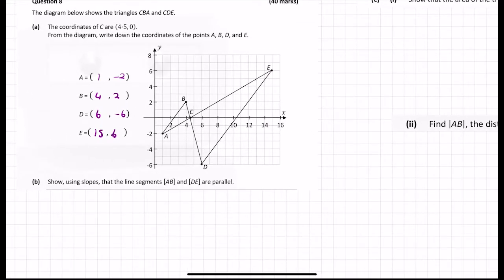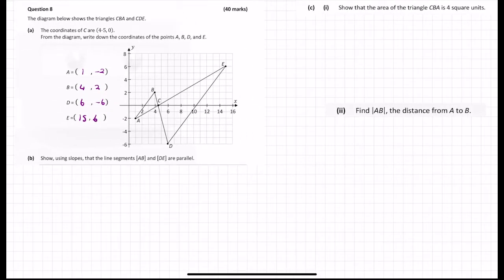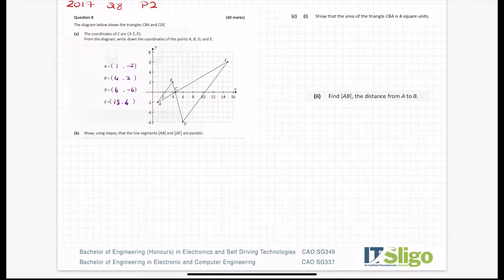Show using slopes that the segments AB and DE are parallel. Okay, so AB, which is this line here, and DE are parallel. Right, if it's a coordinate geometry question like this one is, the easiest way to show parallel lines is to show that their slopes are equal. So slopes or slants, so slopes equal for parallel lines. Okay, that's the piece of theory we're going to use to show that the line segments AB and DE are parallel.